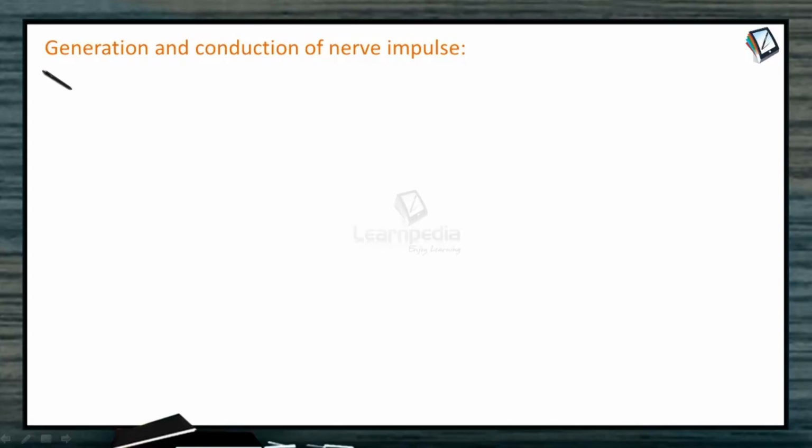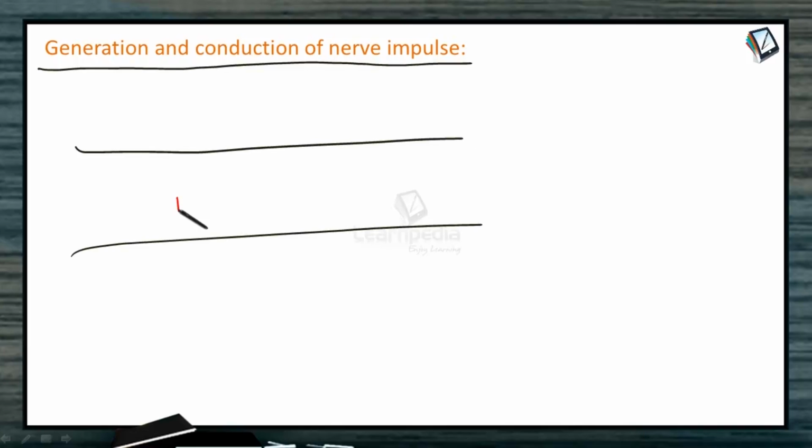Let us now discuss generation and conduction of nerve impulse. To discuss impulse conduction, we have to understand few basic things. Let us suppose this is axolemma. Fluid inside axolemma is axoplasm. Fluid outside axolemma is ECF.